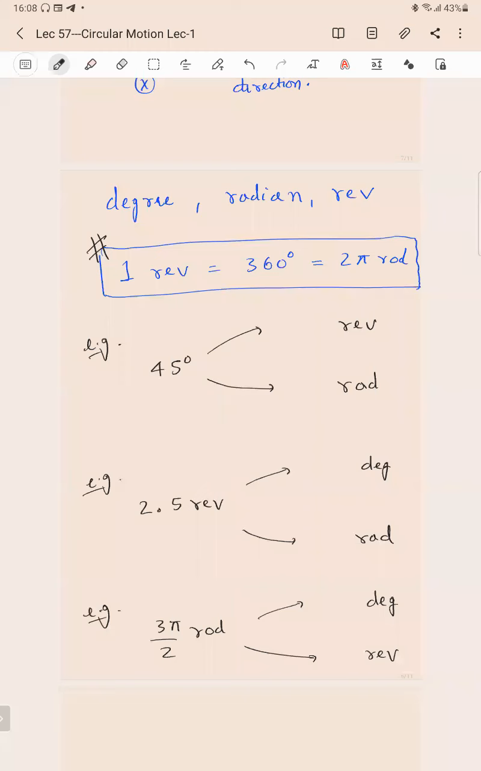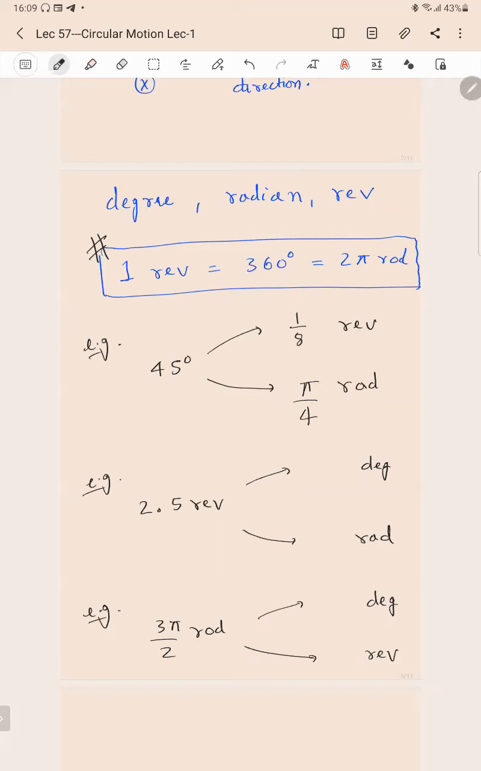Okay, let's verify. So 45 degrees basically, 360 degrees is one revolution. So 45 degrees is the 1 by 8th part, 90 degrees is the 1/4 part, which is very true. This is 1 by 8th of the revolution. Very correct. And 90 degrees is pi by 2 radians, so 45 degrees is pi by 4 radians.